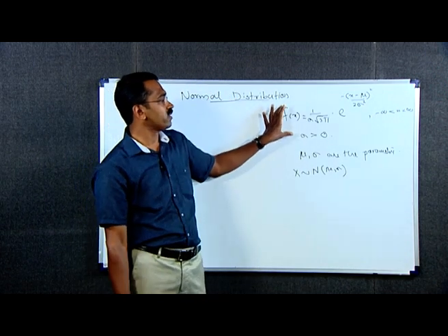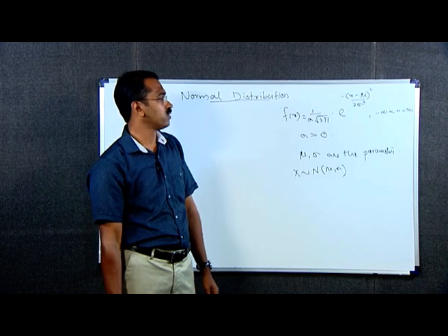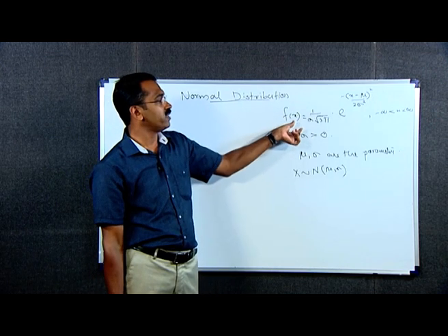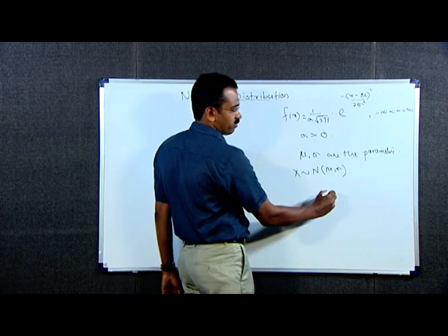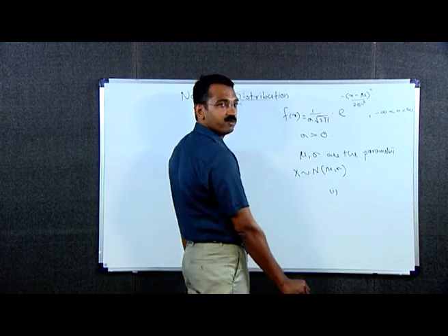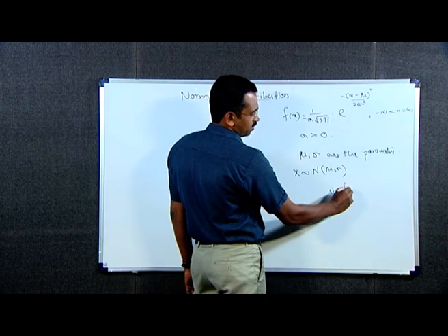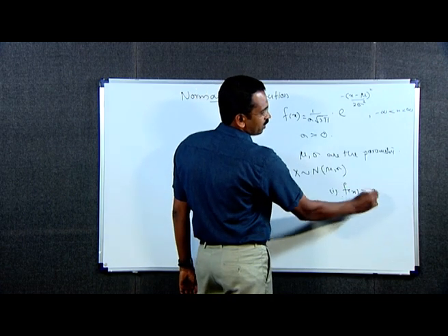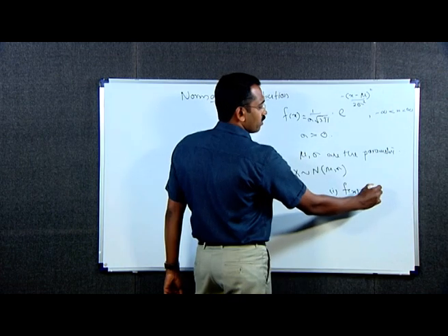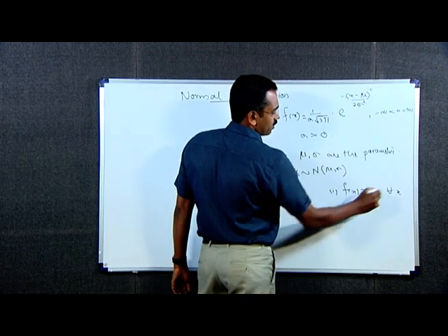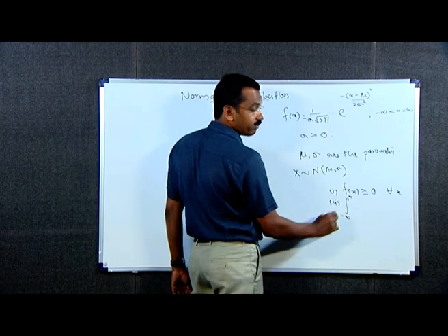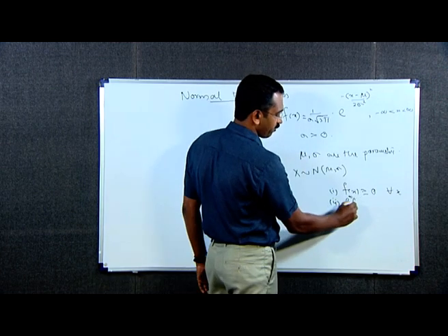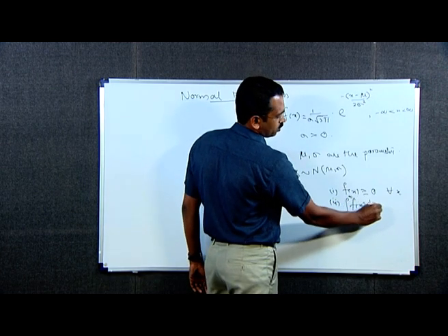We can verify that this f(x) can define a PDF. The two conditions for a PDF are: f(x) is greater than or equal to 0 for every value of x, and the integral from minus infinity to infinity of f(x) dx is equal to 1.